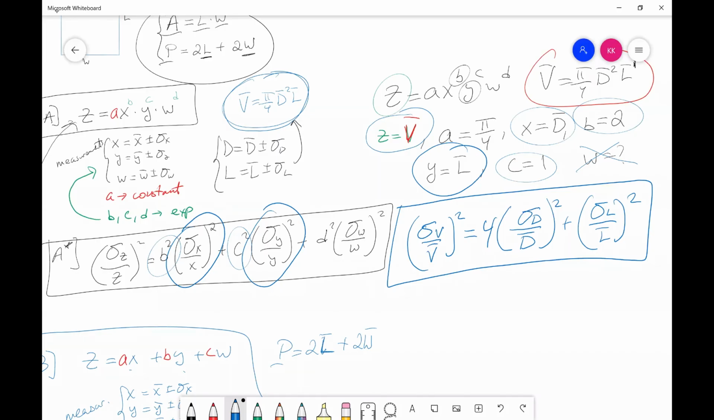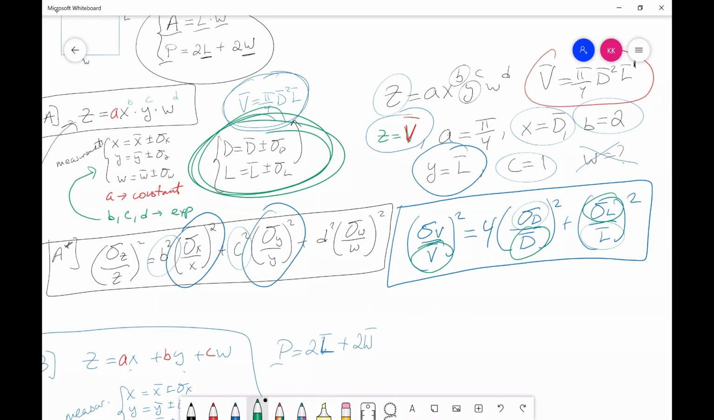Because remember, what I have from this equation is this. Uncertainty in the diameter and average diameter, I already have it. Remember, it's here. Uncertainty in length and average length, I have it. And even average volume, I have it. The only thing I don't have in this equation is the uncertainty in volume. And that's what we do.